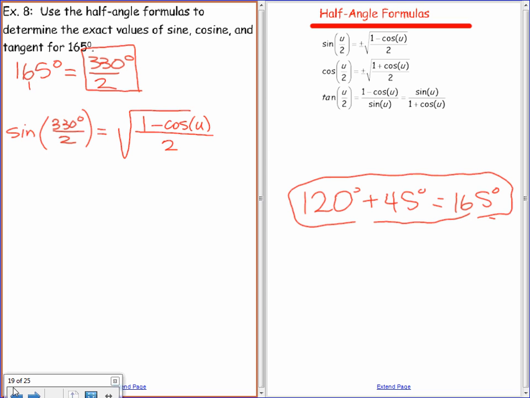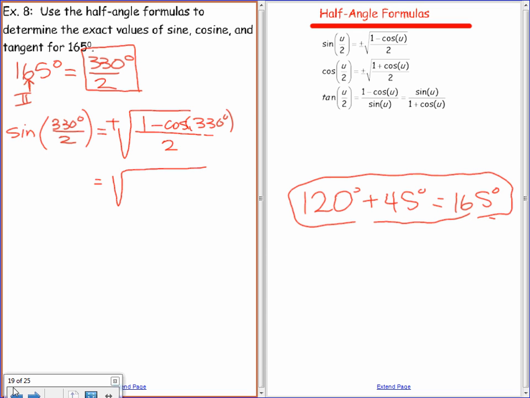Well, what quadrant is 165 degrees in? It's in the second quadrant. Please remember that sine is positive in the second quadrant, so we do want to use the positive version of it. And the angle that goes in here then is 330 degrees. Okay, so here we go. Let's start simplifying things.